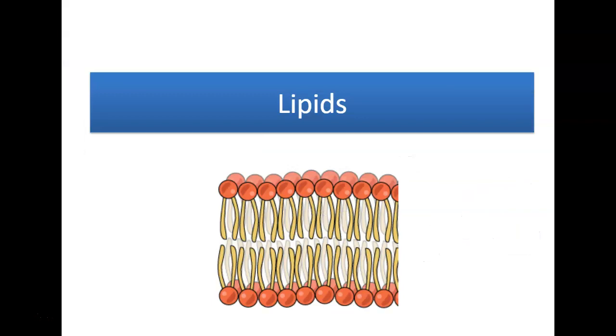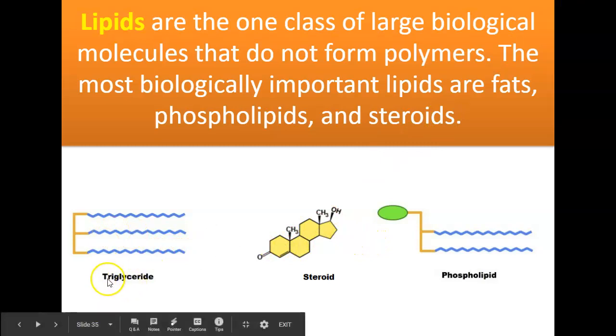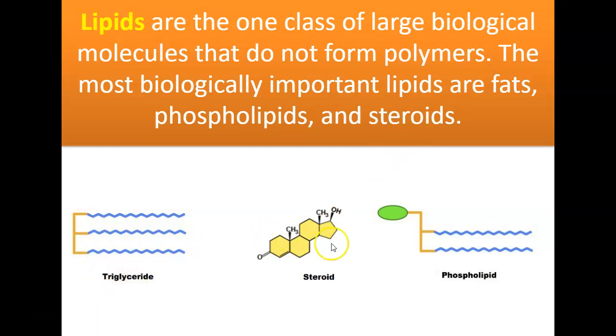Next, we have lipids. Lipids are ones that do not form polymers, so they're the exception to that rule. But I always make lipids synonymous with fats. Phospholipids, which is what the cell membrane is made out of, and also steroids. So here's an example of pictures at the bottom of what all of those look like. Triglyceride, meaning that it has 3 here. Steroid has to do with the ring-like structure, and a phospholipid because it has a phosphate molecule stuck to the side.